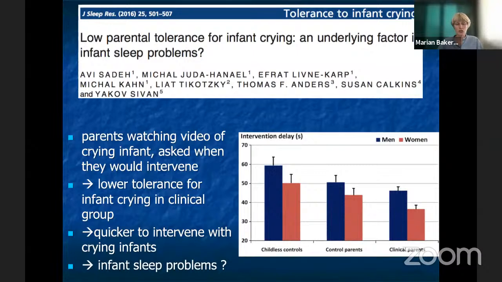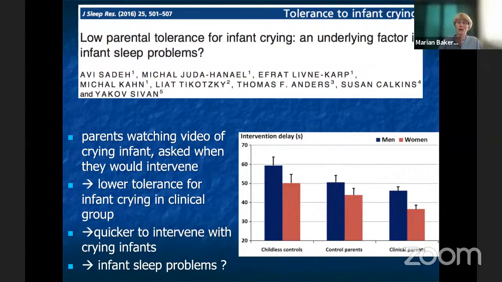Participants were shown a video of a crying infant and asked when they would intervene. And what you see here is that parents in the clinical group demonstrated shorter intervention delays in the crying infant clip. So they were less tolerant of infants crying. They sooner thought that they should intervene. And that might, in fact, be related to more sleep problems because the child never learns to be quiet by itself, to regulate its own emotions.